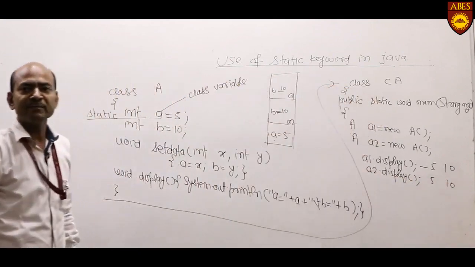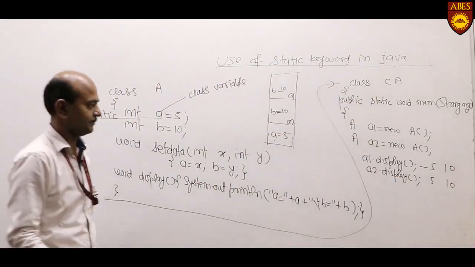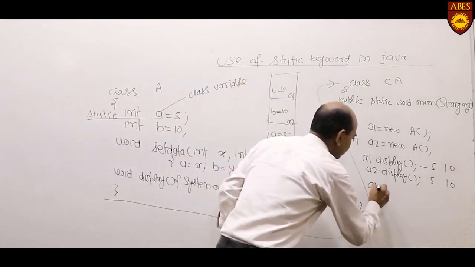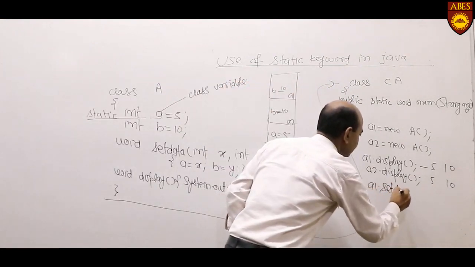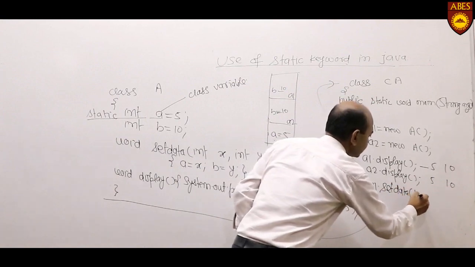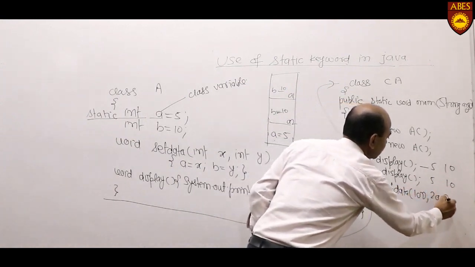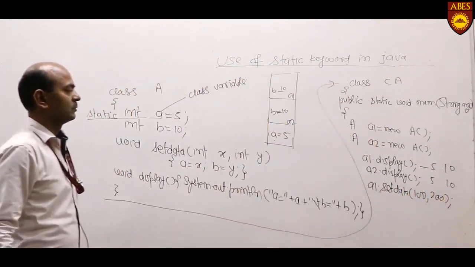Suppose now I am modifying the value of the a1 object by using the setData method: a1.setData(100, 200). Now we will understand what happens here.